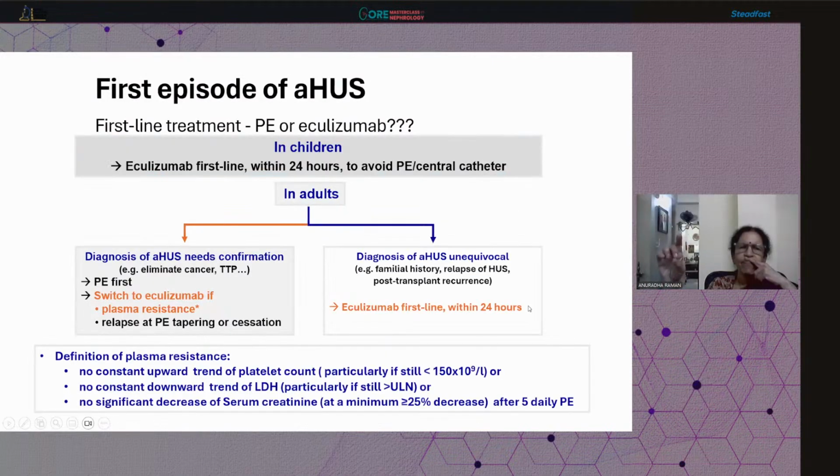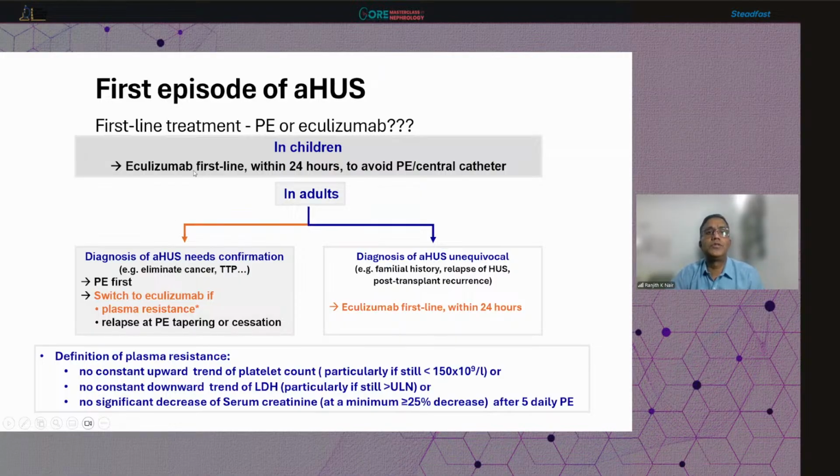So the first episode of atypical HUS, what should you do? Should you use plasma exchange or eculizumab? In children, eculizumab is first line within 24 hours, basically to avoid plasma exchange or a central catheter. In adults, you need to confirm the diagnosis. Eliminate malignancy, TTP. First do plasma exchange, switch to eculizumab if you find plasma resistance.